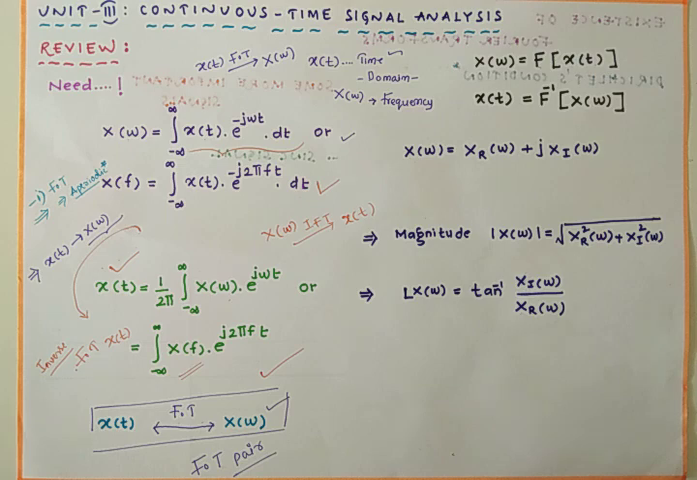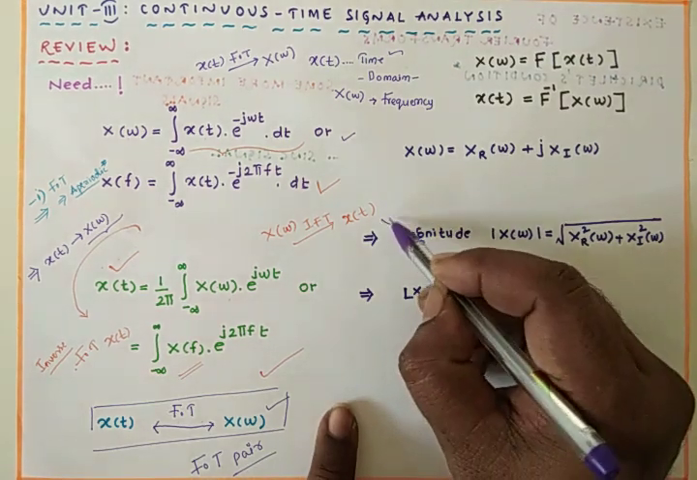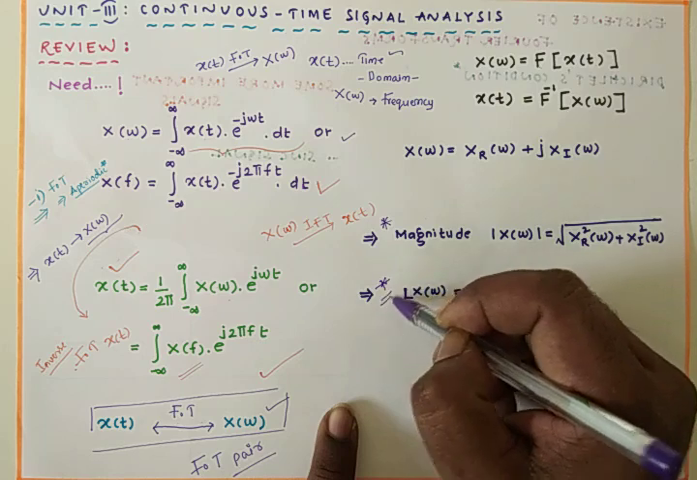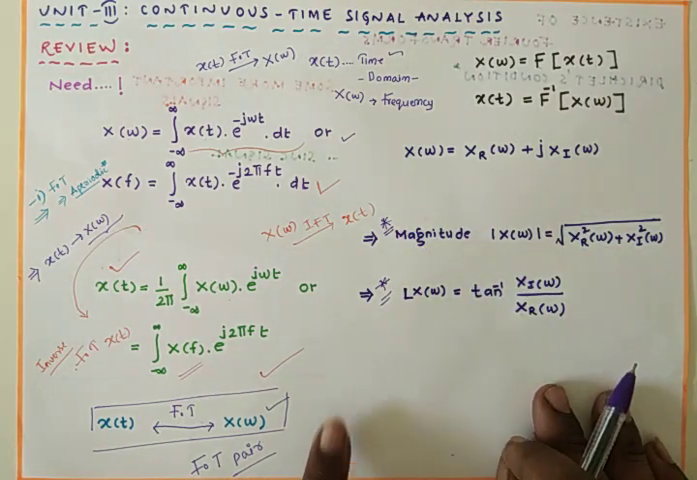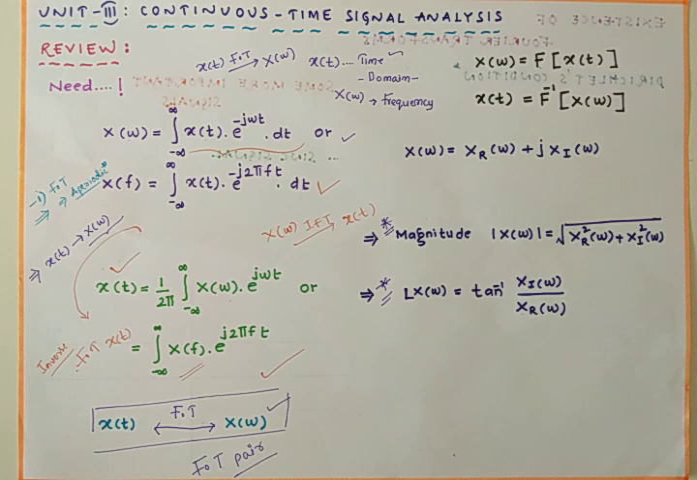After knowing x of omega, we must be able to find the amplitude and the phase angle. We must calculate these after knowing the Fourier transform of the given signal. The magnitude and phase representation of the Fourier transform is the tool used to analyze the transformed signal. The transformed signal is nothing but the frequency domain signal. By making use of the magnitude and the phase angle, we can easily analyze the frequency domain signal.